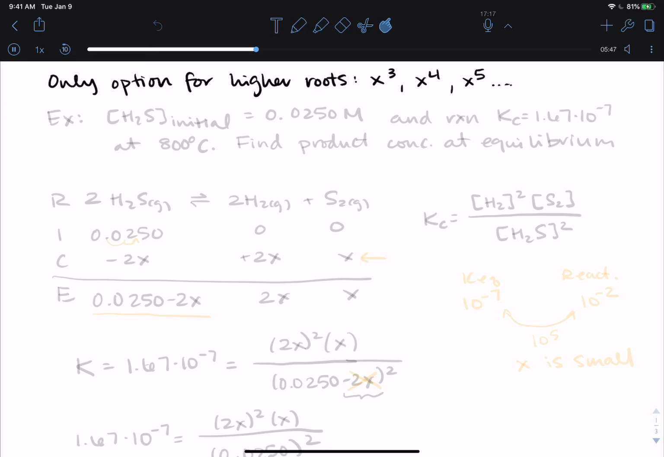We're going to look at the reaction 2H2S gas in equilibrium with 2H2 gas and S2 gas. You can see already when I write my equilibrium constant expression, I'm going to have H2 squared times S2. So if I have an x in either of those spots, I'm going to end up with a cubic root.